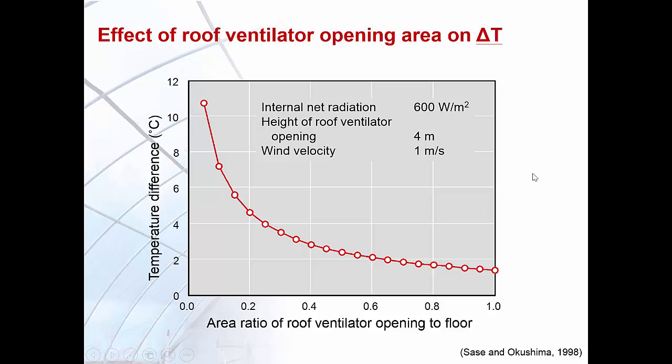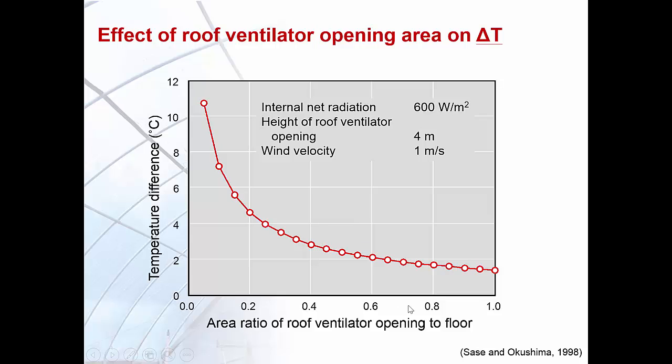As you can see in the data, the temperature difference between the interior and exterior of the greenhouse decreased exponentially as the area ratio of roof ventilator opening to floor was increased. This means that the temperature difference decreased quickly with an increase in the ratio of opening area when it was less than 40 to 50%, while the effect of an increased ratio of opening area was less important when a greater ratio of opening area was used.